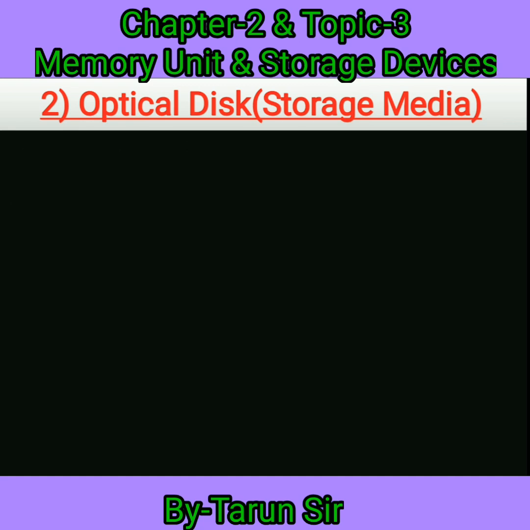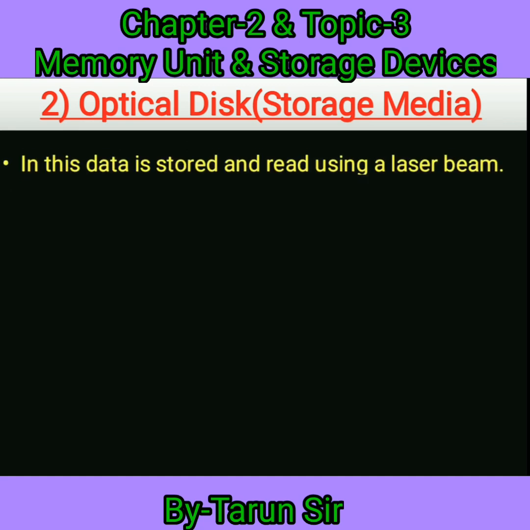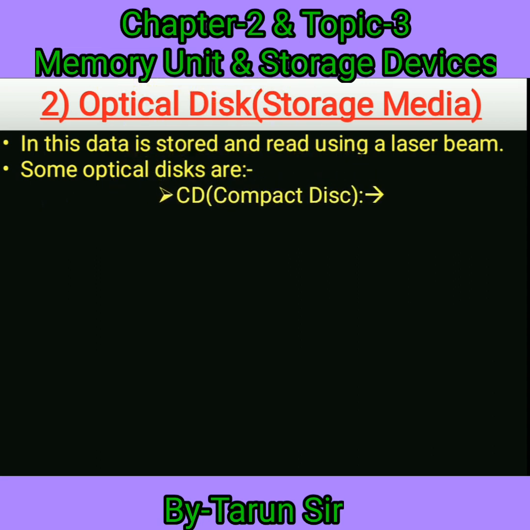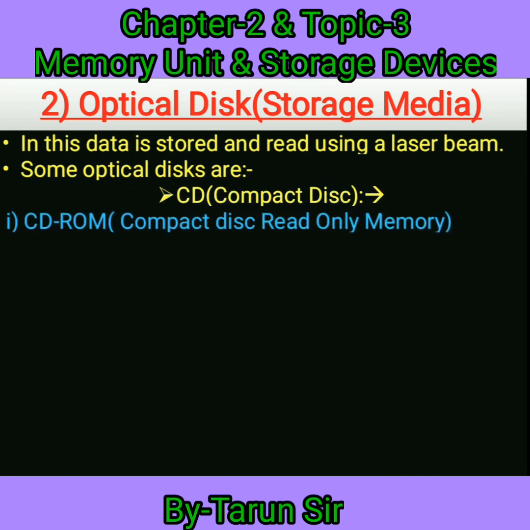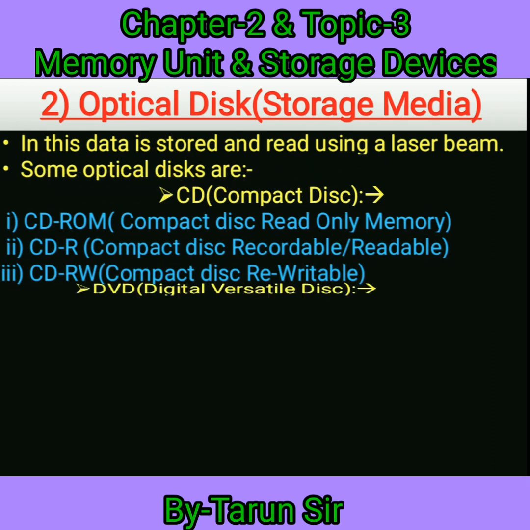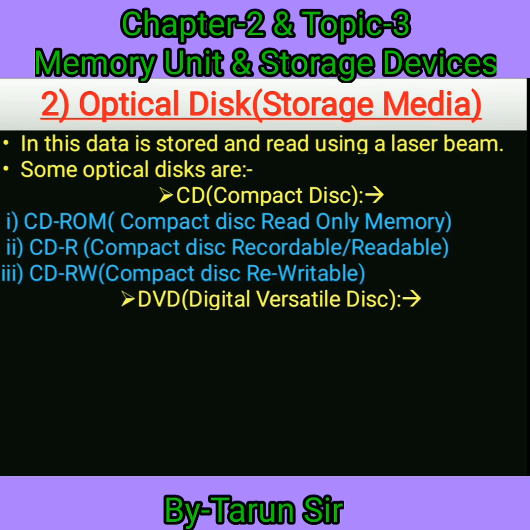And second, optical disk or storage media. The data is stored and read using a laser beam. Some optical disks are: first, CD, compact disc. There are different types of CD. First, CD-ROM, compact disc read-only memory. CD-R, compact disc recordable. CD-RW, compact disc rewritable. And next, DVD, digital versatile disc.